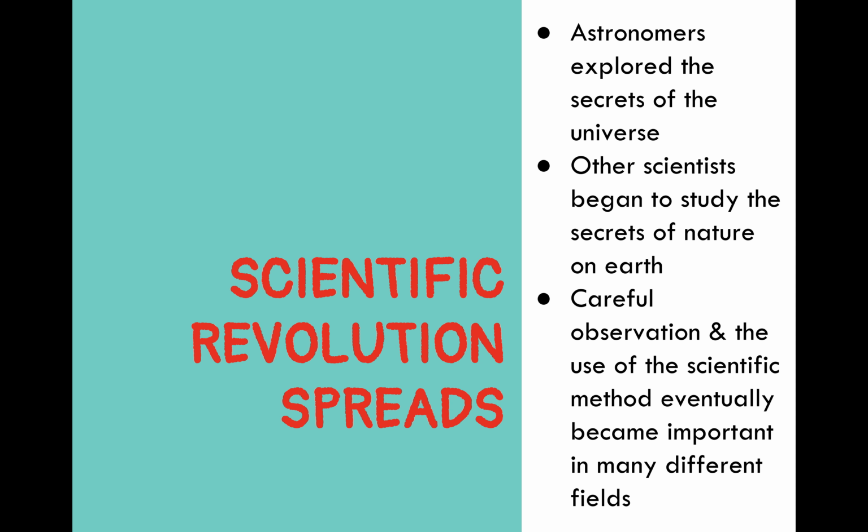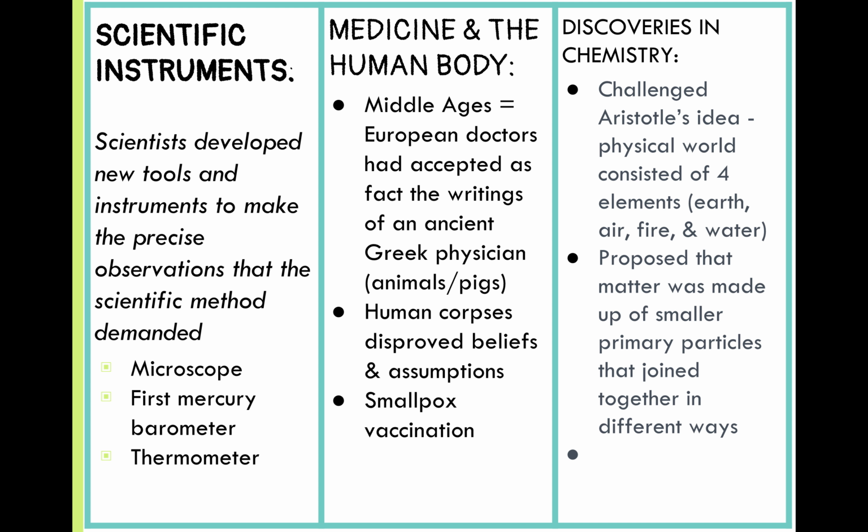So as these scientists begin having their own revolution, it's going to spread into many other different fields. Astronomers explored the secrets of the universe. Scientists began to study the secrets of the natural world on Earth. And careful observation and the use of the scientific method eventually is going to become important in a lot of other fields. A couple of those fields are scientific instruments. As they develop new tools for these observations, some of those tools are the microscope, the barometer, and the thermometer.